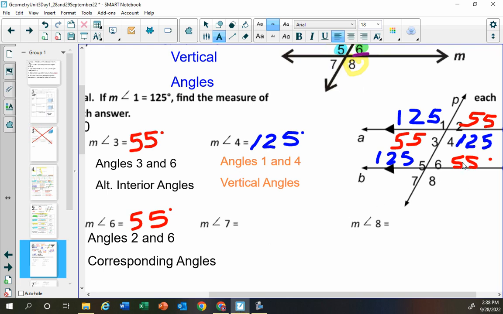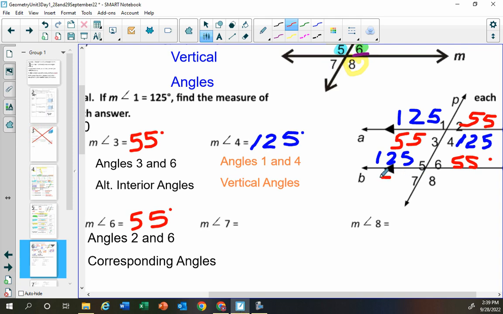Now we have 7 and 8. Those are the last two angles. We're going to use angle 7. Who wants to take a guess as to what angle 7's measurement will be? Look at our diagram. I'll give you a hint. It's either going to be 55 or 125.